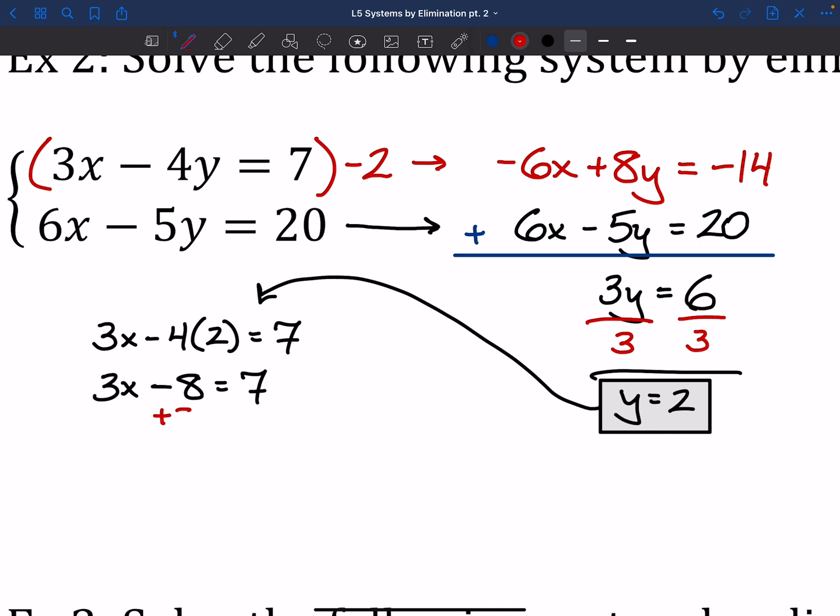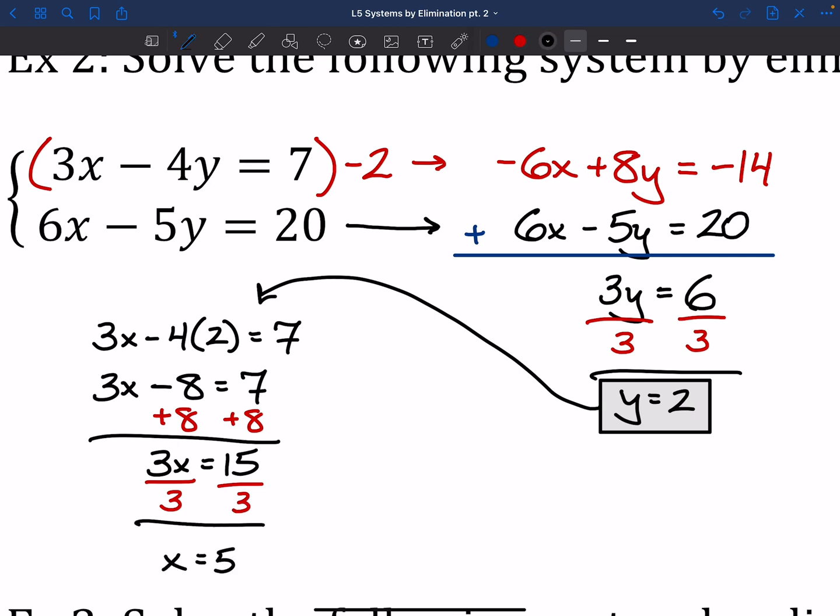I got to move that 8 to the other side to get it away from the x's. And then last but not least, to get that x by itself, we got to divide by 3. All right, so what we're going to find is that x is equal to 5. Cool, and that's it. That's all we got to do.